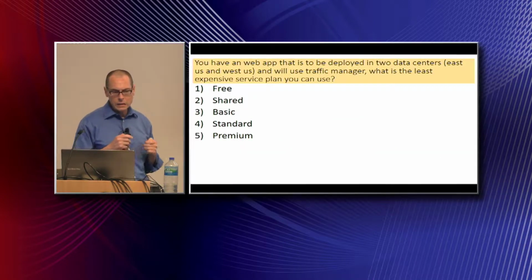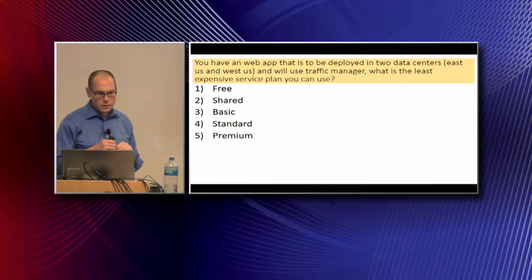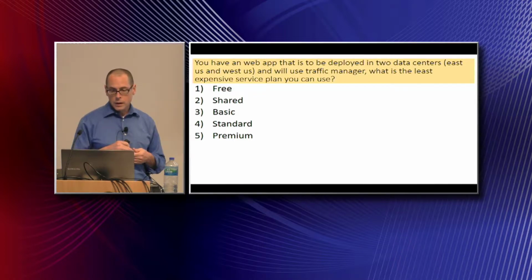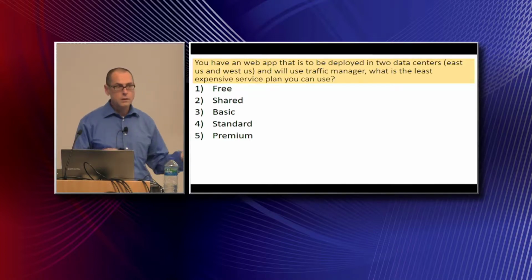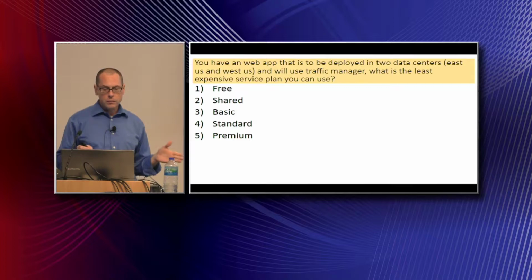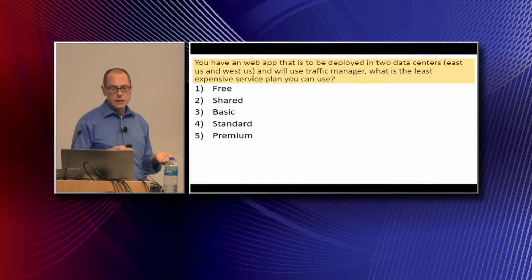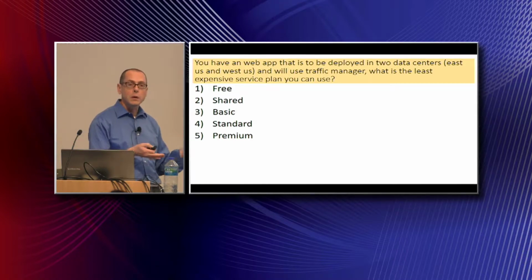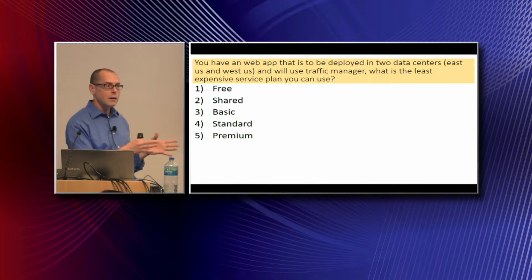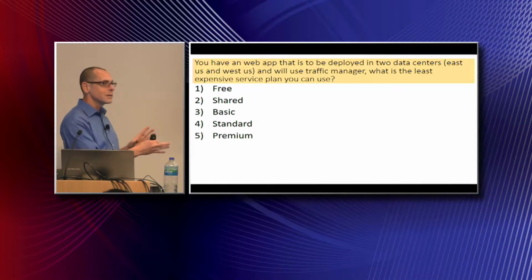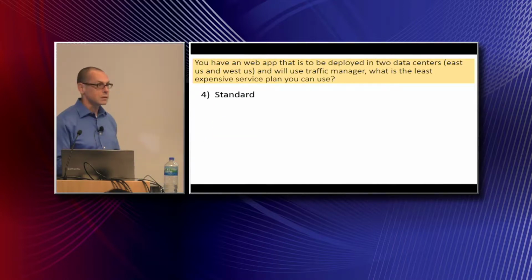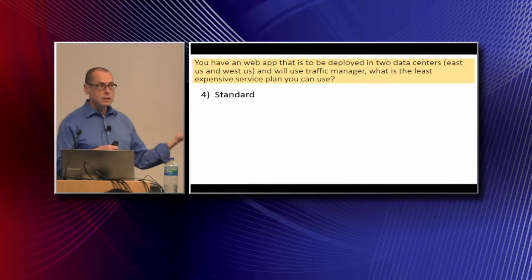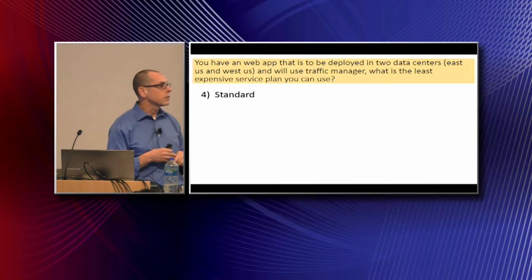And with that in mind, here's a question. You have a web app that is deployed in 2 data centers, a common scenario from my experience. So you have an East Coast and West Coast. And you want to use Traffic Manager, and you want the least expensive plan that you can use to actually use Traffic Manager. That's where that unreadable table actually had the answer to this. So I won't keep you guys in suspense since you couldn't read the table. It's basically a standard plan that you have to have to get to Traffic Manager.